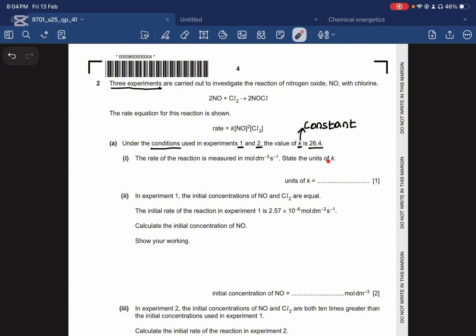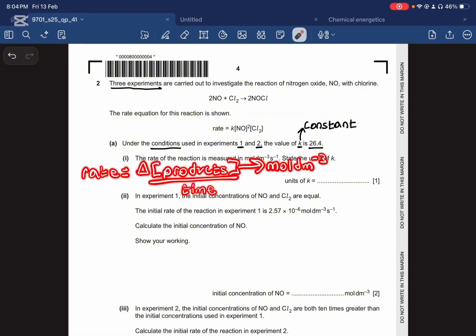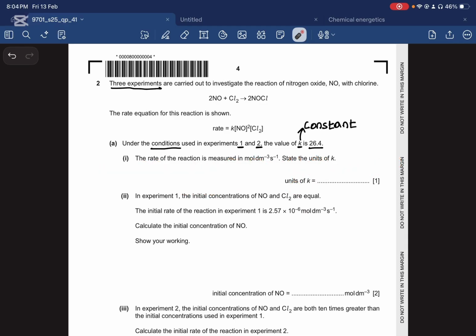The rate of the reaction is measured in mole per decimeter cube per second. We know that. State the units of k. Okay, how do we know that the rate is measured in mole per decimeter cube per second? Because the simple formula for the rate of a reaction is the change in the concentration of the products or the change in the concentration of reactants divided by time. What's the unit used for the concentration of a substance? Mole per decimeter cube. And for time, second. So this becomes mol dm^-3 s^-1.